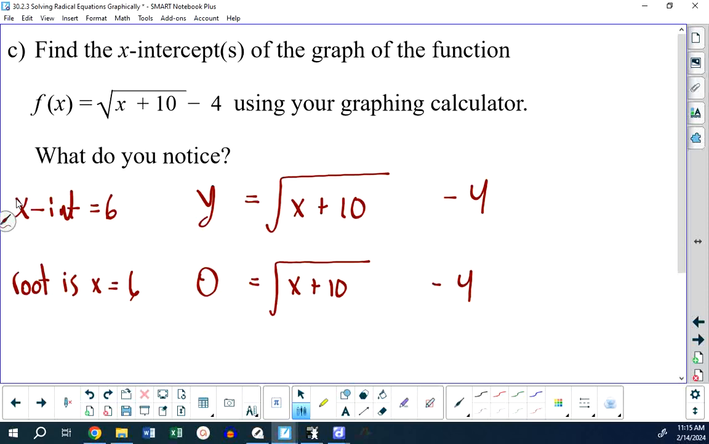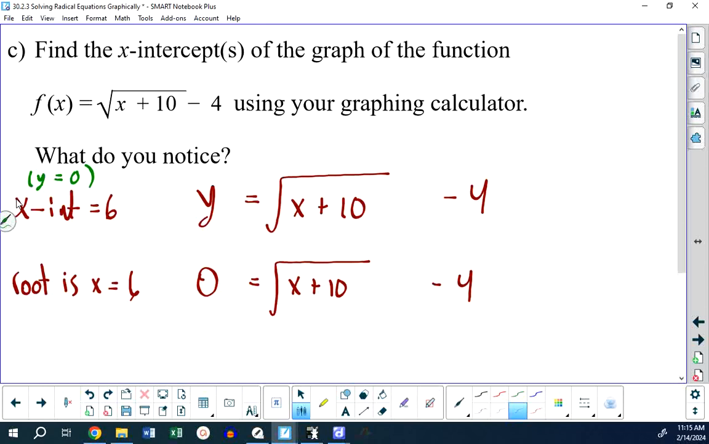If I said to you, find an x-intercept algebraically, x-intercepts are where y equals 0. So you would change this y to a 0, and you're really solving the equation that we solved in part B.